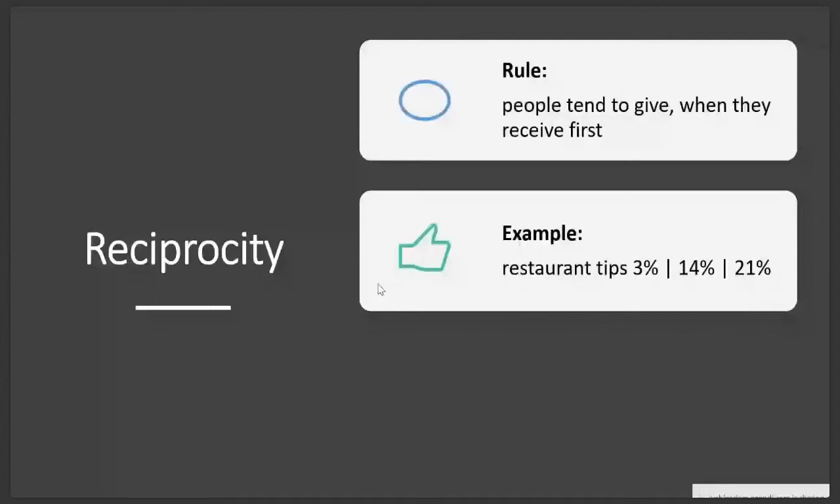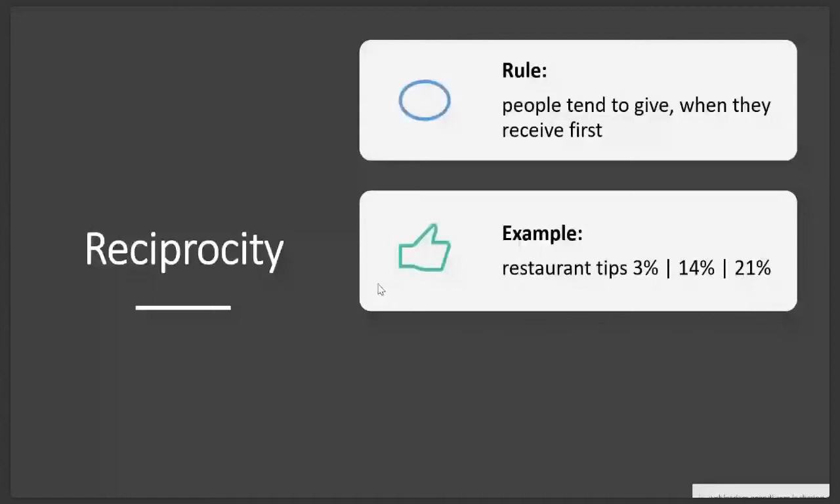Now, what that basically says is that people tend to give more when they receive first, but also it's the way in which you do it. The only difference between the 14% and the 21% is that the waiter came back and said, because you were such a great table or such great people, here's an extra mint, and that's why they received a bigger tip. So that's an example of the social proof or the social psychology that is behind this technique.